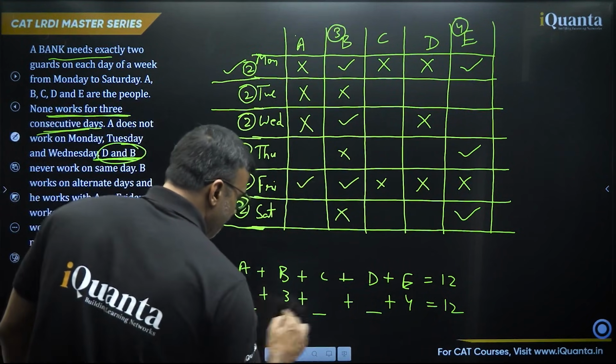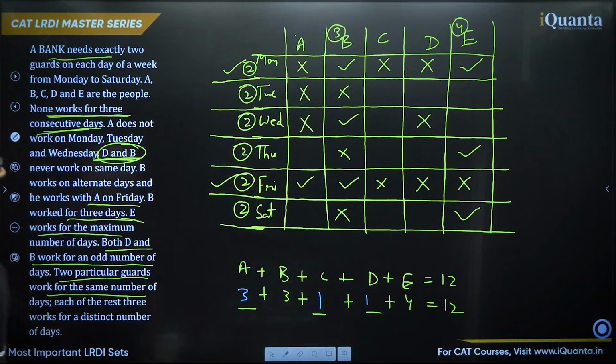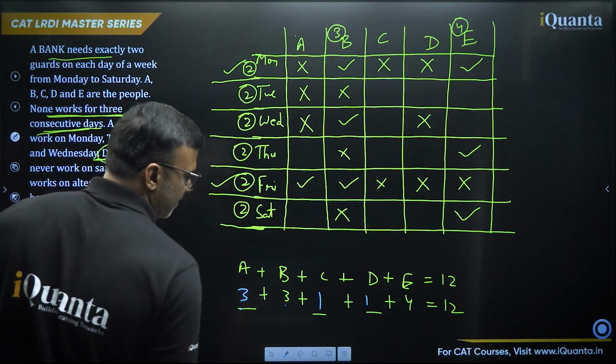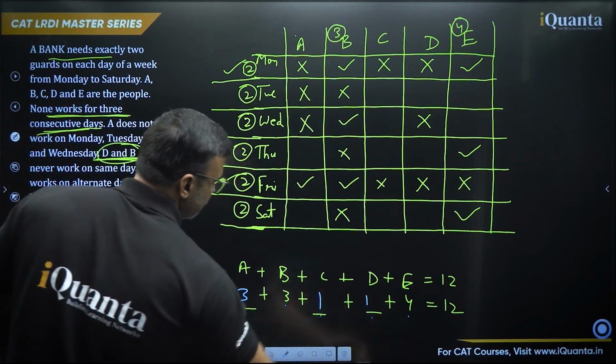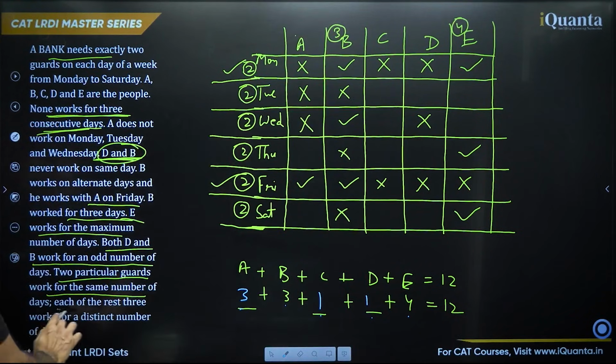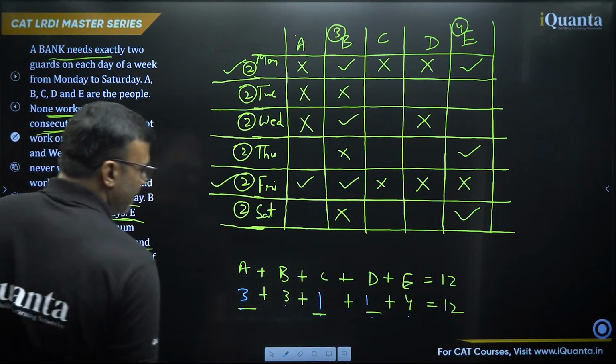So 3, 1, 1. Is that possible? No, because in that case, these two are the same number of days, and this is a different number of days. Here, it should be 3 people working on 3 distinct numbers of days. So this is wrong. 3, 1, 1 is not possible in any case.